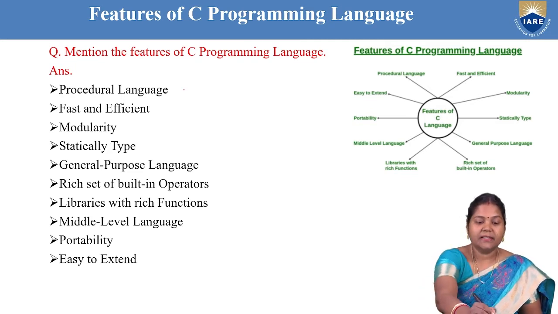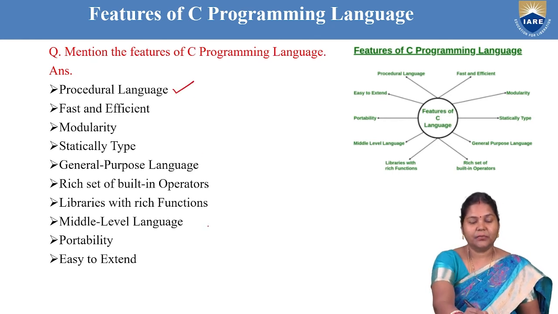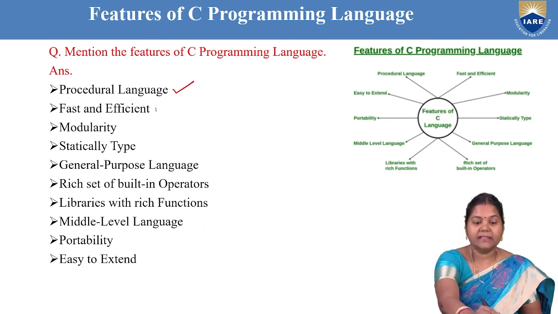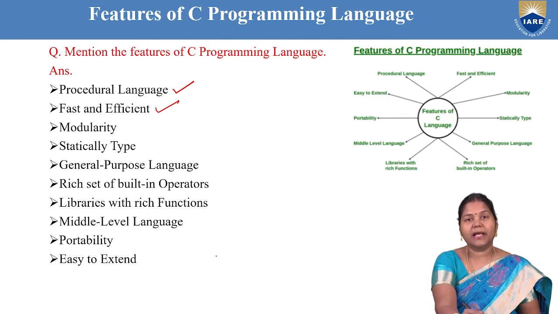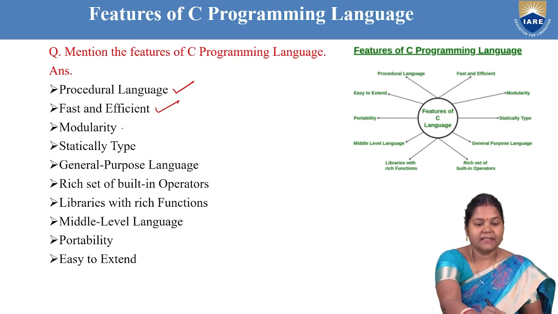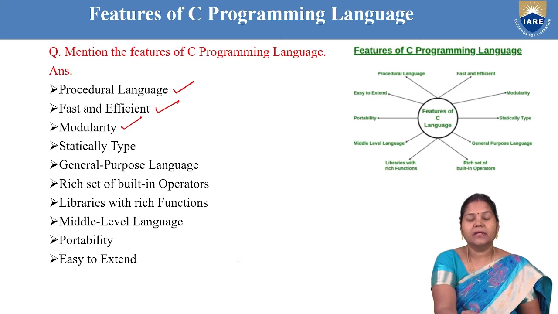You can see here that it supports the procedural style of programming; it is a procedural language. Then it is a very fast and efficient programming language because it supports the pointer concept. Pointers directly deal with memory addresses, and whenever you use pointers, the program execution will be faster. Next, it supports the modularity concept. A program can be written as a collection of functions for doing multiple tasks together. So a single C program can contain multiple functions to do various operations.